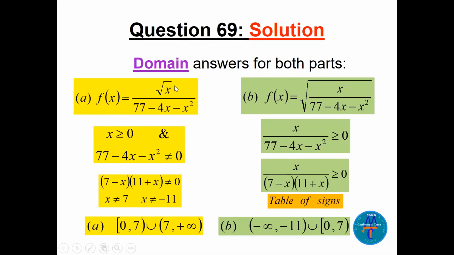Now, part A, we have square root of x, the small one here. So we take the radicand, x only greater than or equal to 0, which means from 0 closed to infinity. Now this one, the denominator, there is no radical there, but we cannot accept any number that will make the denominator 0. So 77 minus 4x minus x squared cannot be 0. So we can factor this, 7 minus x, 11 plus x. You see? So x cannot be 7, x cannot be minus 11.